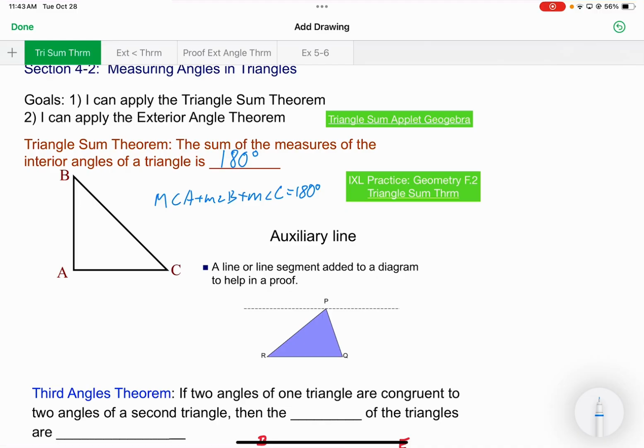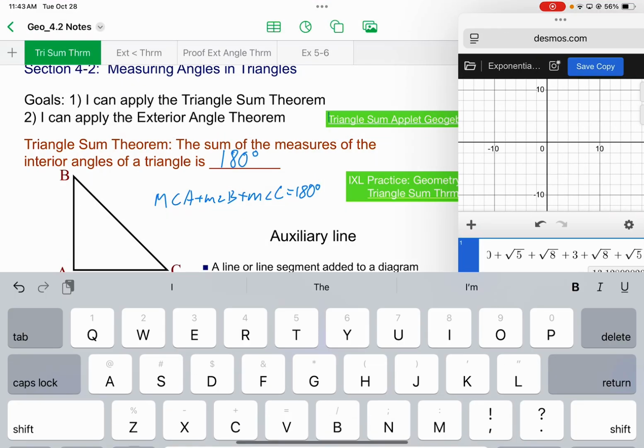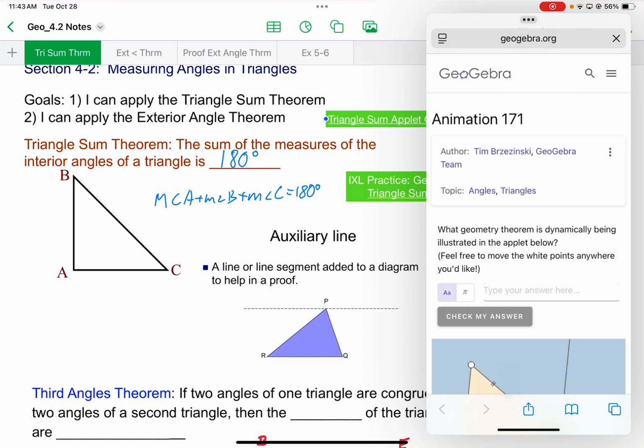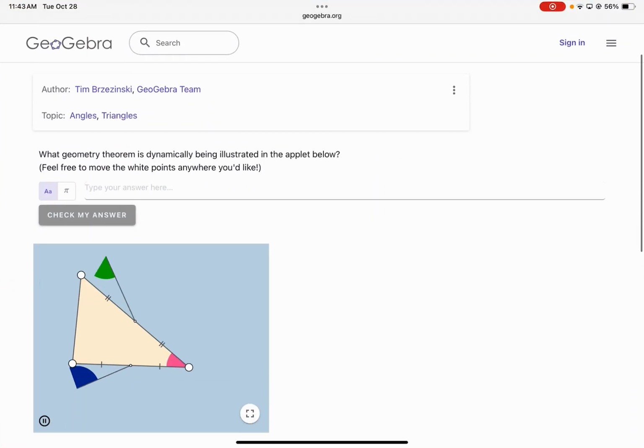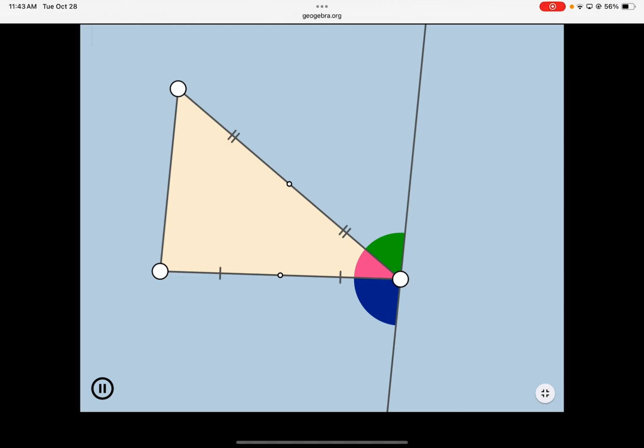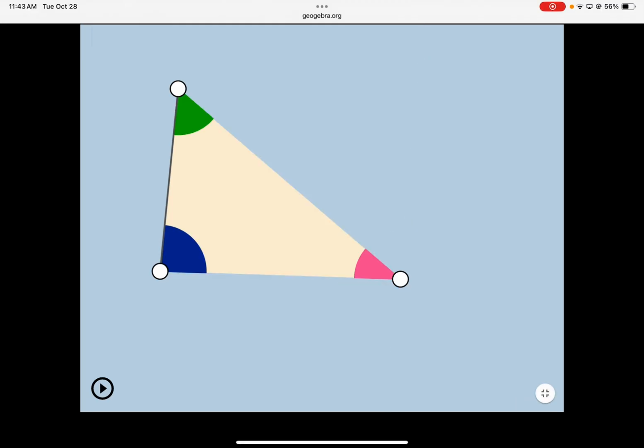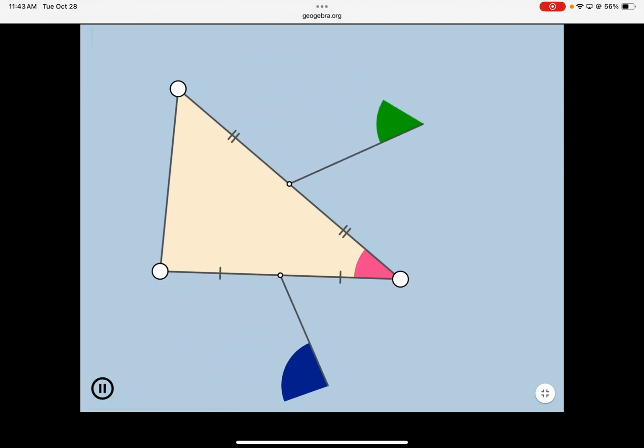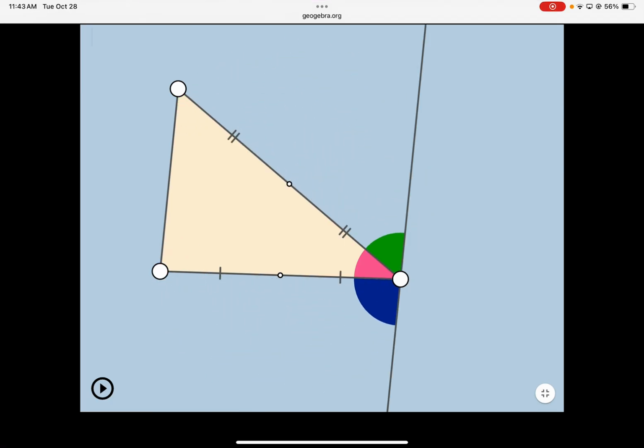Okay. So A plus B plus C add up to equal 180 degrees. Let me show you that in real time here. So if I have a triangle, you guys already got a preview as to what is going to happen here. If I take my blue angle and my green angle and I add it to my pink angle, let's see what happens. Boom. It's the GeoGebra applet that's in the 4.2 notes.